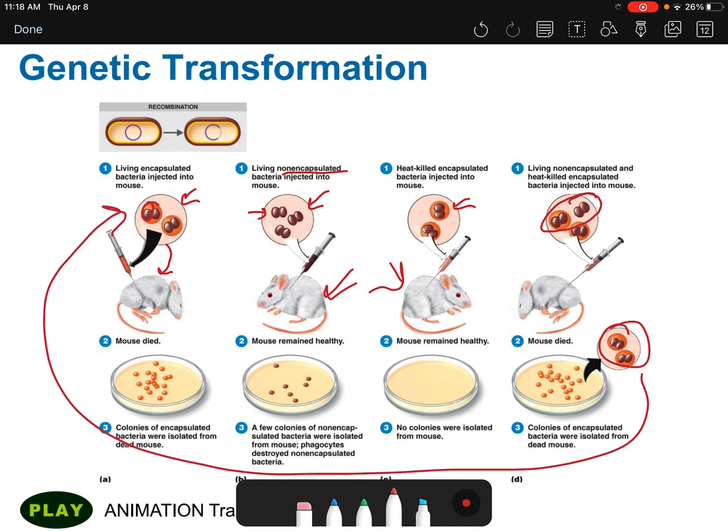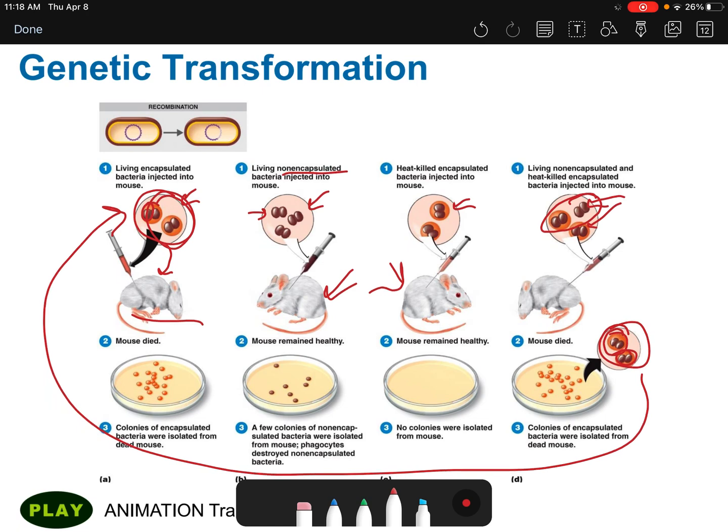Well, how could that be? Actually, when he mixed these, the ones that did not have a capsule on it picked up DNA from these. Even though they were heat killed, they were able to pick up the DNA and incorporate it into their own living cells, and now they had this characteristic over here, and they were lethal and caused death.